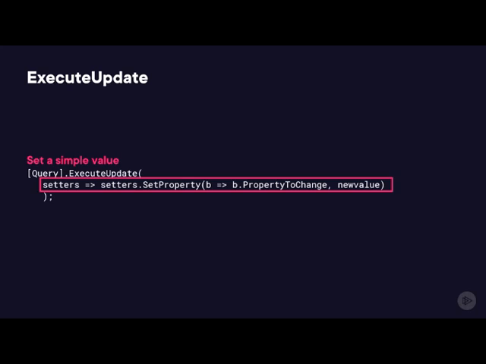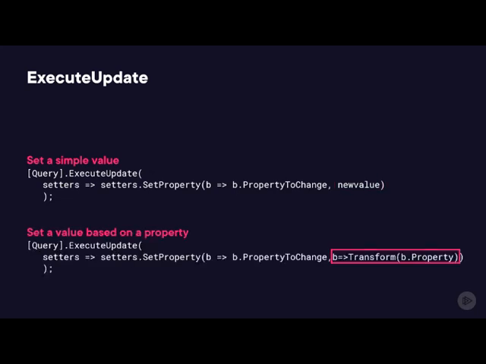The parameter is a lambda expression of property setters on which you can call the setProperty method. Then, with another lambda, you specify the property to change, and finally the value to apply. And that value can be a simple expression or another lambda expression.